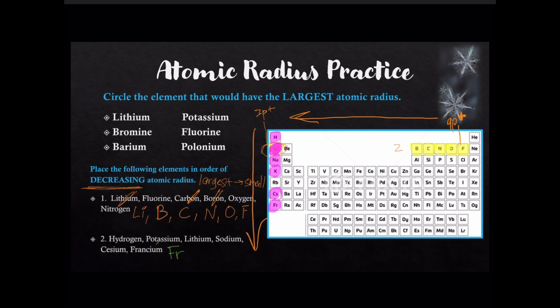After francium, we have cesium as the next highest in the group. And then we have potassium as the next one on the list. And then we have sodium, followed by lithium, followed by hydrogen. So that is our order of decreasing atomic radius for elements in group 1.